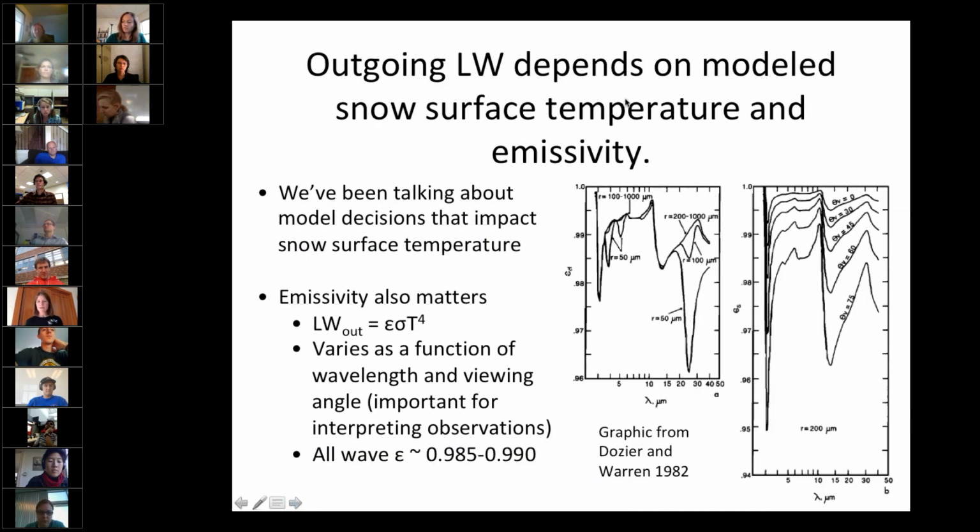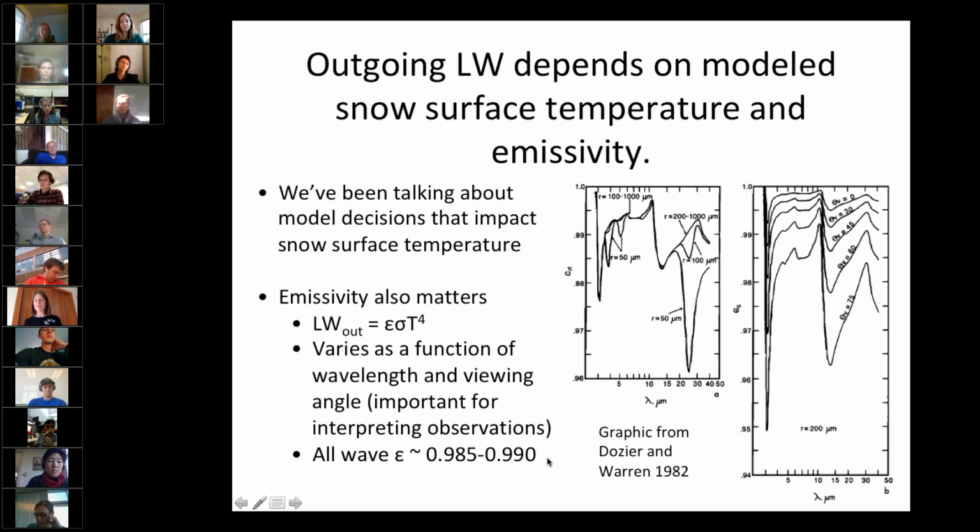All right, so something else to think about is the emissivity also is going to matter. These are some graphics from Dozier and Warren 1982. I put this paper, if you're interested, in the resources folder on the Canvas page. Note the emissivity varies as a function of wavelength and viewing angle. This is more important for interpreting observations than in terms of actually mattering for your snow model. Your snow model doesn't worry about wavelength or viewing angle. It just does hemispherical. This is how much my snow surface is losing heat.